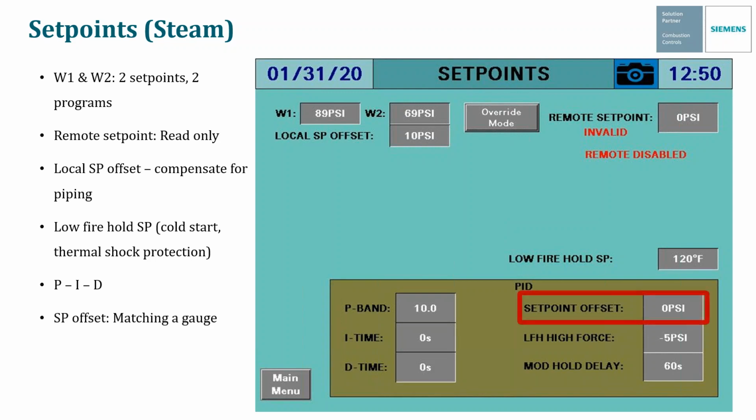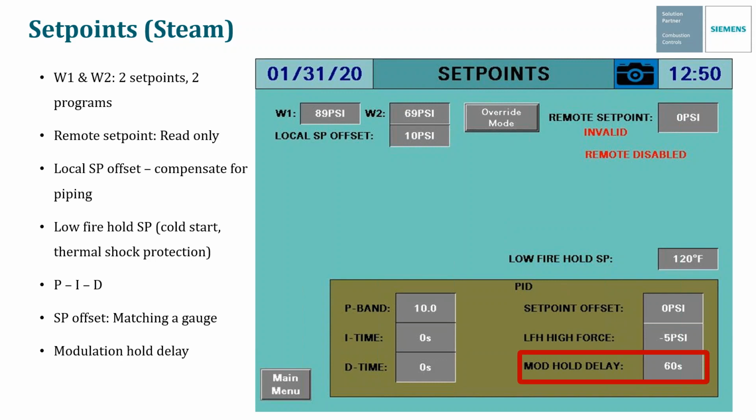Set point offset, this value is different from the local set point offset. This value is here in order for you to make the master panel match a gauge that's in the boiler room. Sometimes gauges that are there aren't exactly correct. This set point offset allows you to fudge the actual set point, or actual values, that are shown on the master panel so they match the gauge.